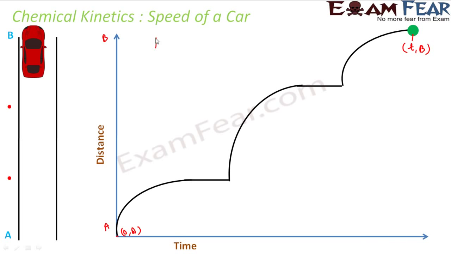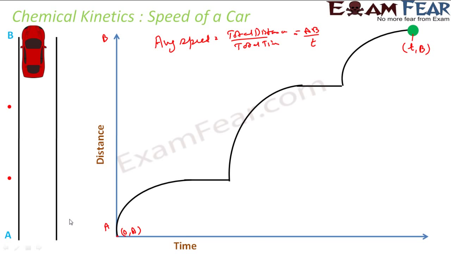So if you talk about the average speed, it will be total distance covered by total time, and that is nothing but AB by t. It took t seconds to come from there to there. That will be the average speed, correct, from point A to B.